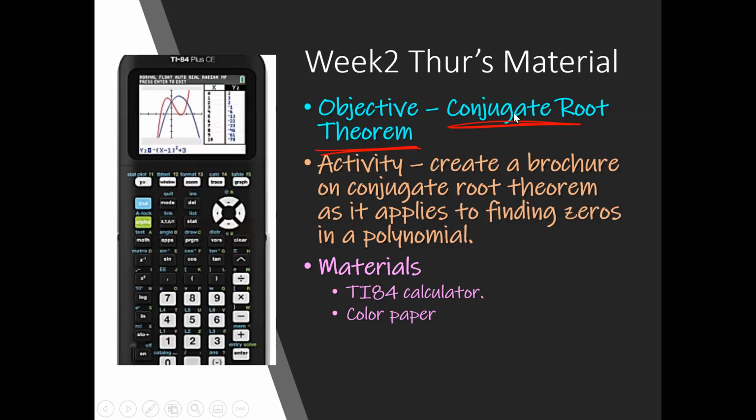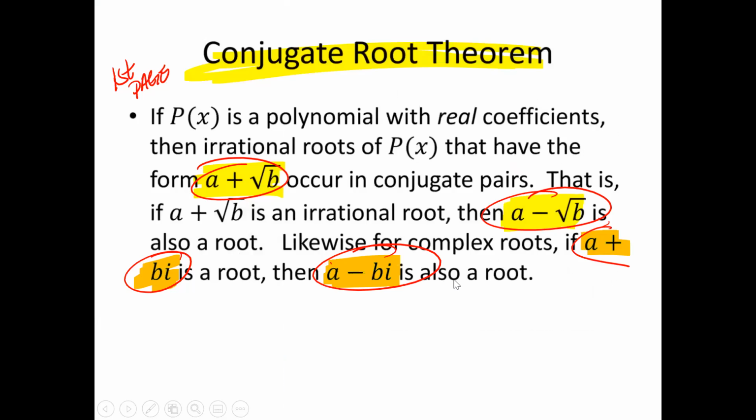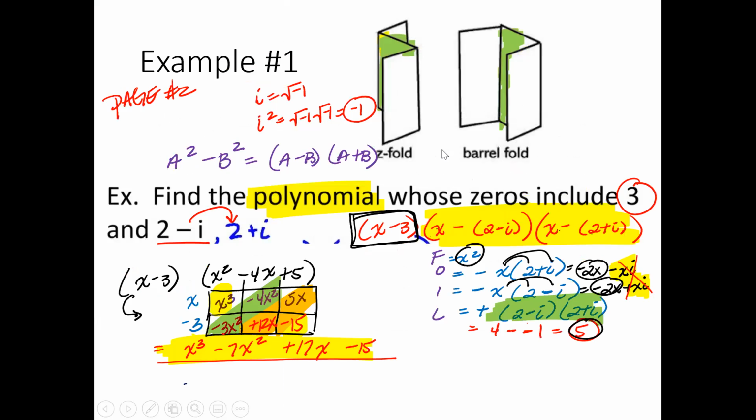And so today, we're going to go over the conjugate root theorem. You're going to create a brochure. Your brochure should look something like this that you can fold. This is the first thing you want to copy down on your brochure for the conjugate root theorem. So go ahead and pause the video. On the first example, this is what you need to copy down. Pause the video to do that.